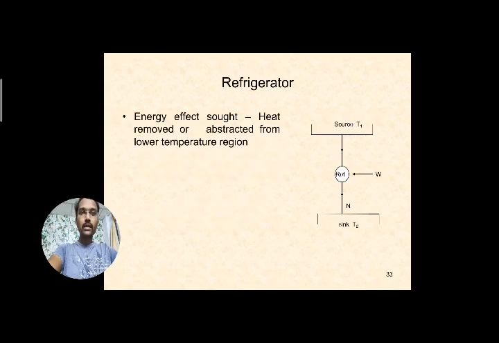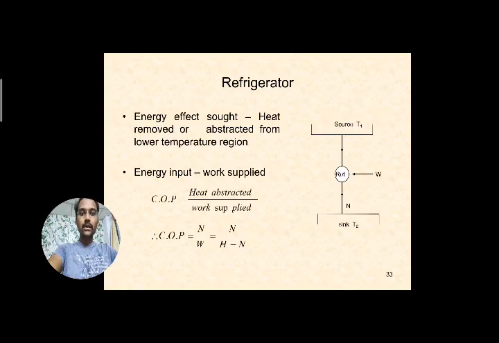So the energy effectively sought is the output, the heat removed or abstracted from the low temperature region, that is the sink. Input is the work supplied. So finally you can write that as heat abstracted by work supplied, that is N by W. N is the net refrigeration effect, and W is the work supplied to the refrigerator. W can be written as the total heat rejected to the atmosphere, capital H, minus the heat abstracted from the sink, N. The difference between H and N is the work supplied to the refrigerator. So COP equals N by H minus N.